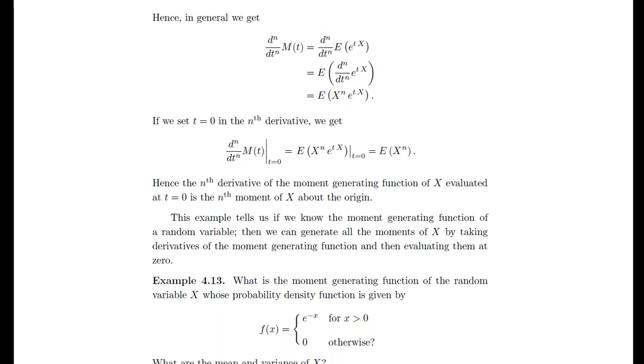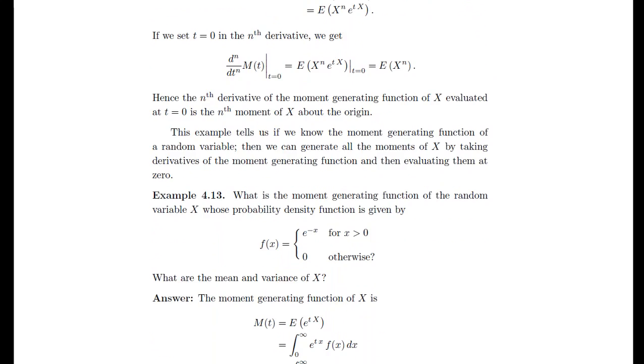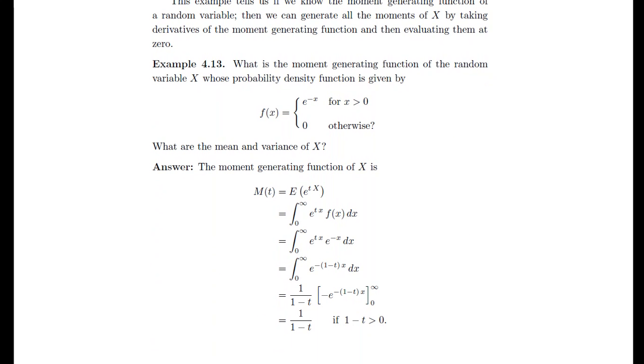This example tells us that if we know the moment generating function of a random variable, then we can generate all the moments of x by taking derivatives of the moment generating function and then evaluating them at 0. For example, what is the moment generating function of the random variable x whose probability density function is given by f of x equal to e to the power minus x for x greater than 0, and 0 otherwise? What are the mean and the variance of x?